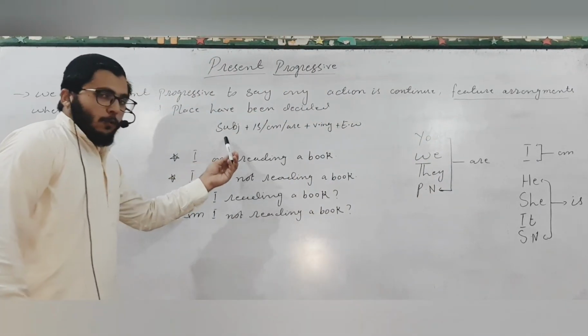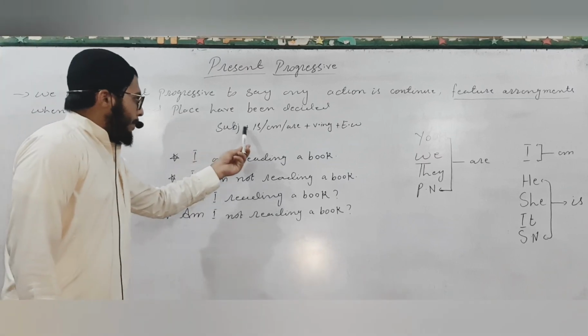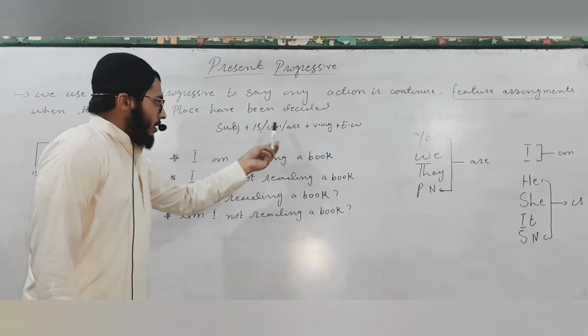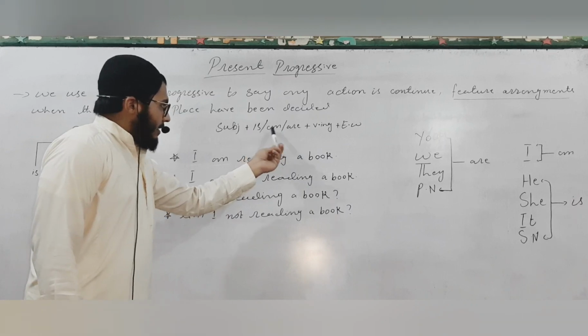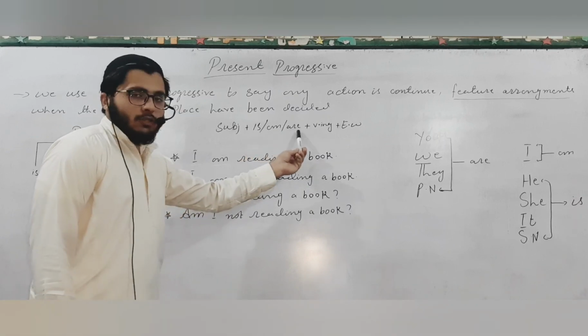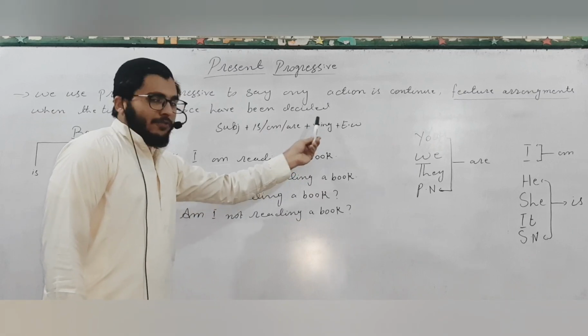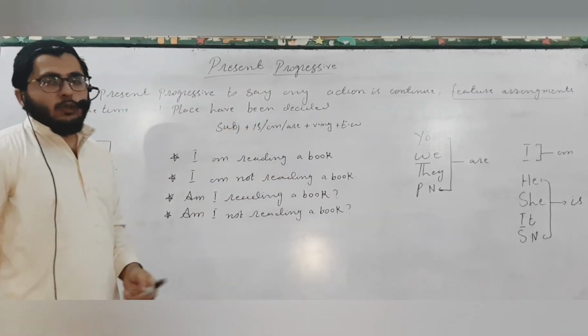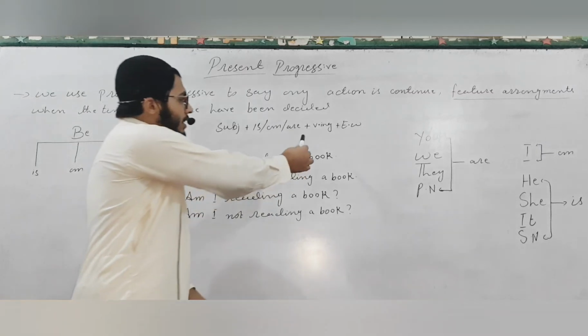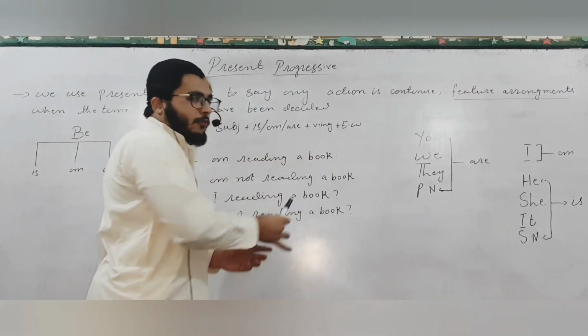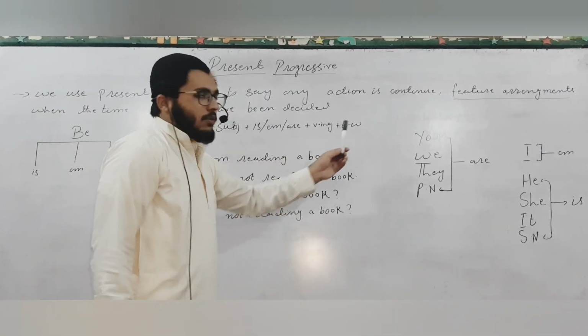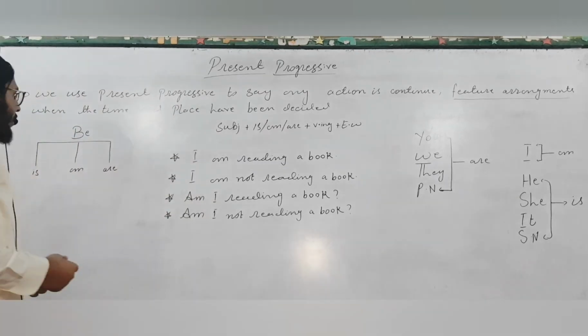And what is the formula of present progressive? Subject plus is, am, are. What are is, am, are? Basically these are auxiliary verbs, plus verb with ing form, because we are talking about present progressive, so we need verb with ing form, and then plus an extra word, we can use any word.